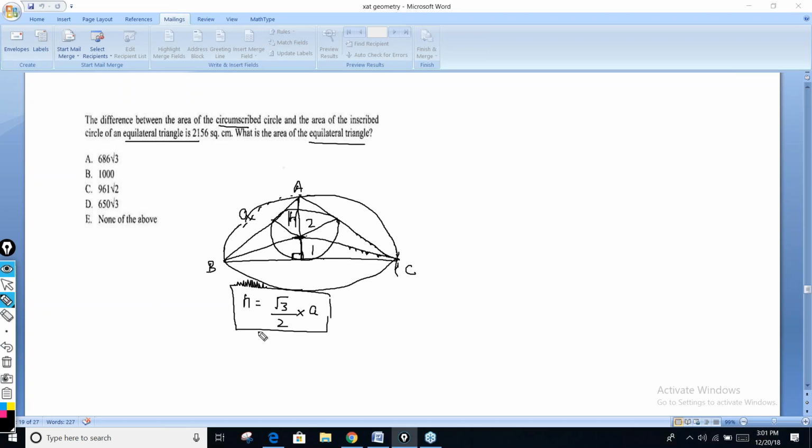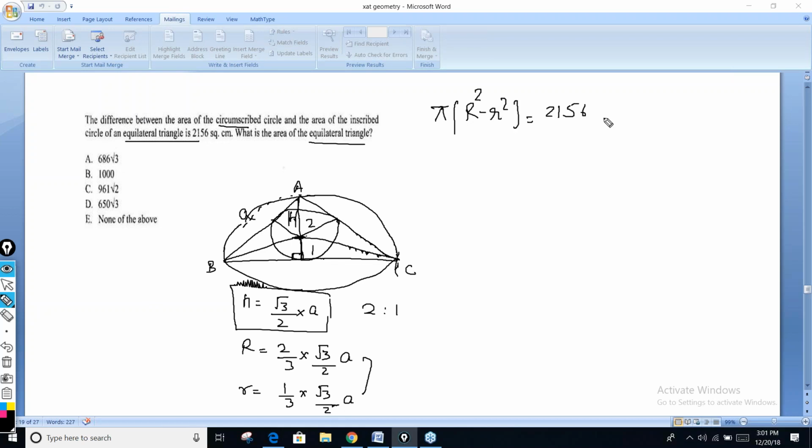So clearly the circumradius and inradius are in the ratio of 2:1. The circumradius will be 2/3 of this height and the inradius will be 1/3 of this height. The difference is given: pi R square minus pi r square is given in the question, that is 2156. As there is no pi here, I'll put in the value of pi also.